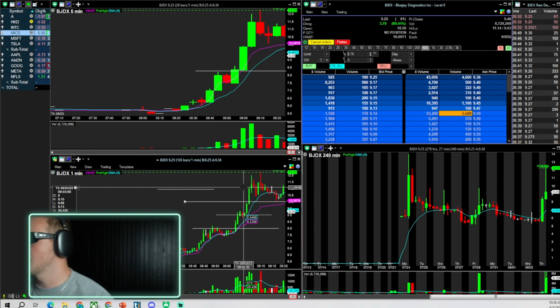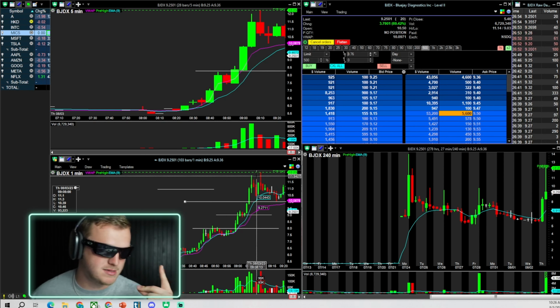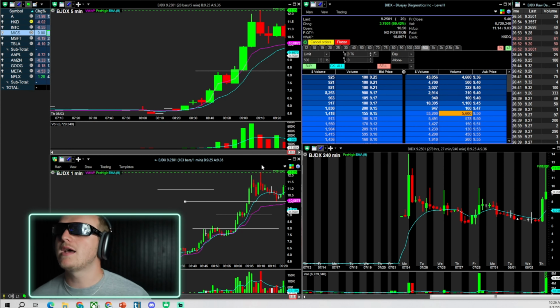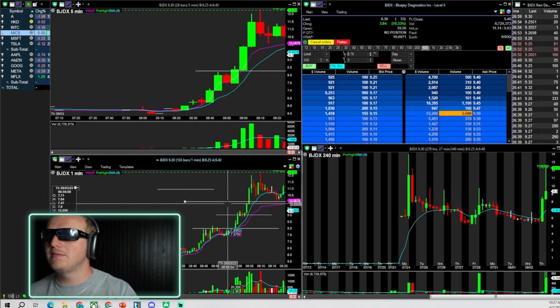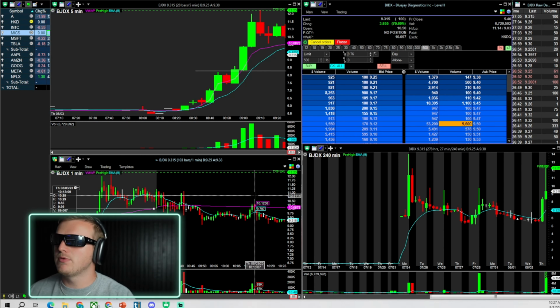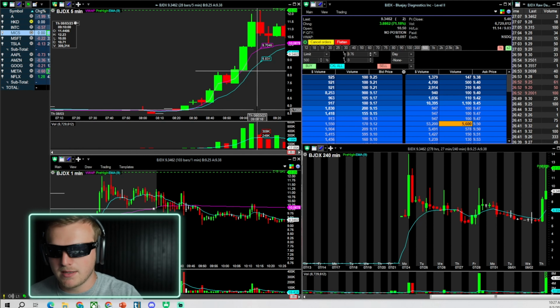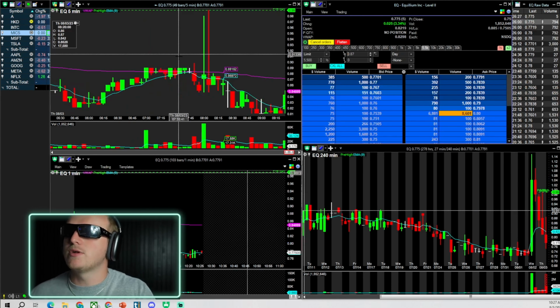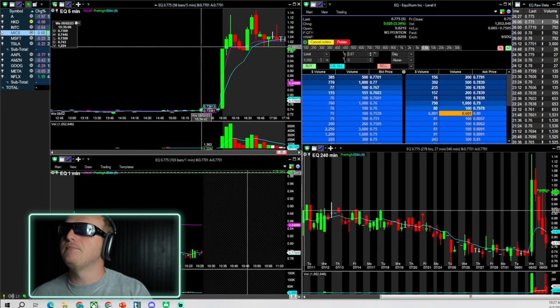$1.30 a share almost gain in literally 1 minute. 1 minute because it broke $10, and that was huge. That was huge for the stock. Okay, so keep that in mind. Selling at these key levels generally, again, it depends on the price per share. If I'm trading something like, I think Frankie traded EQ yesterday.